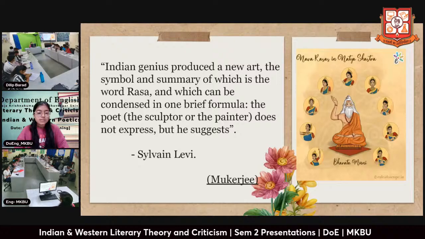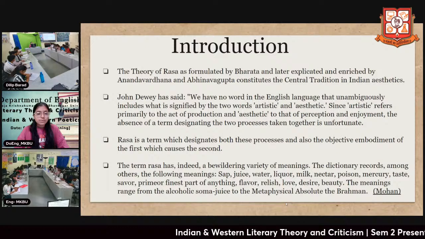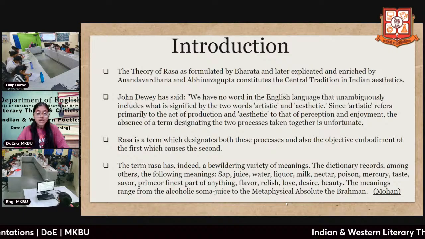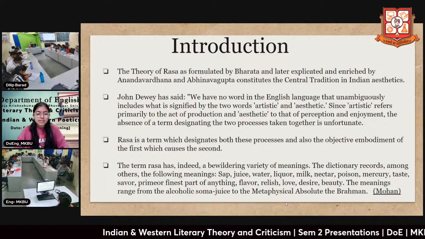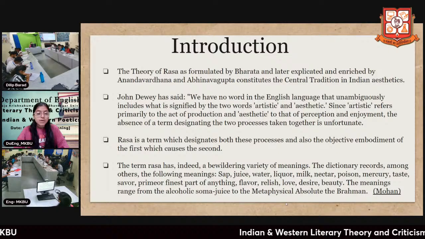Introduction. The theory of Rasa as formulated by Bharat and later explicated and enriched by Anandavardhana and Abhinavagupta constitutes the central tradition in Indian aesthetics. John Hospers has said, "We have no words in the English language that unambiguously include what is signified by the two words artistic and aesthetic, since artistic refers primarily to the act of production and aesthetic to that of perception and enjoyment. The absence of a term designating the two processes taken together is unfortunate."